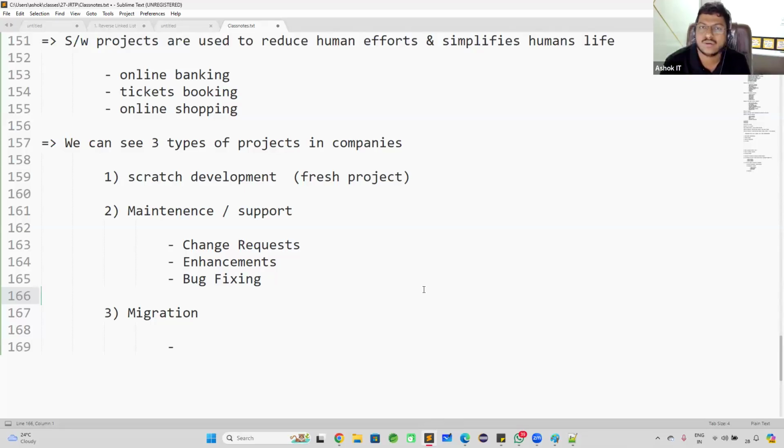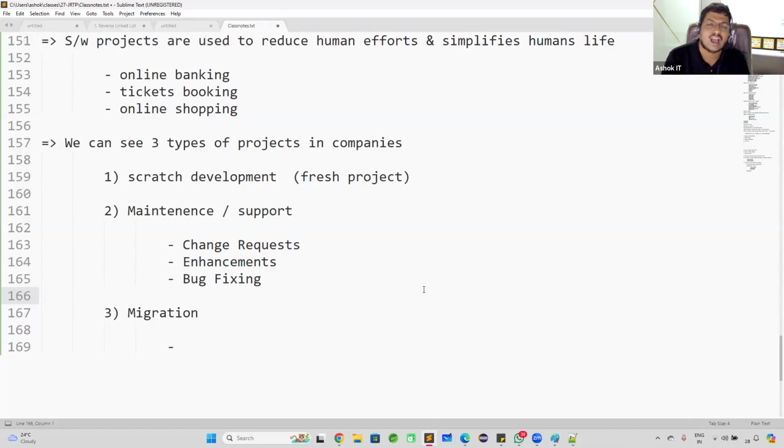So that is the reason companies are doing this now. The old projects they have, which were developed using old technology, they are now migrating into the latest technologies like Spring Boot, microservices, and all. Such kinds of projects are called migration projects.